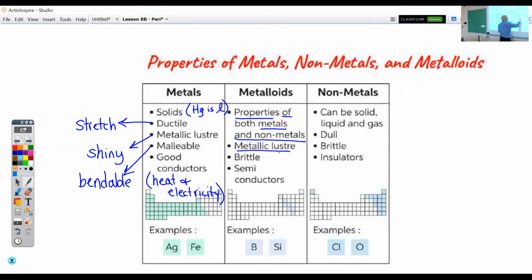They are also shiny, but metalloids tend to be brittle. That means they break apart easily. And they are considered semiconductors. So they're not great at conducting electricity, but they do conduct it at a very low level. And then finally, in our last column, we have nonmetals. So nonmetals shaded in yellow all the way on the right side of the table. They can be solids, liquids, or gases. They tend to be dull. They are brittle, and they are insulators, which means they are non-conductors.